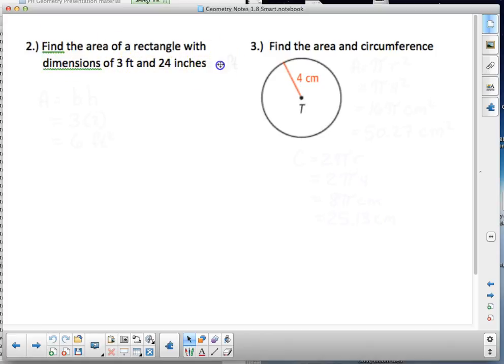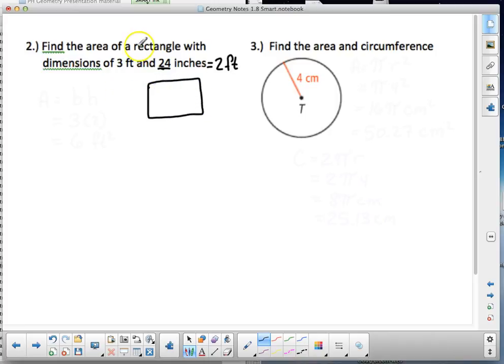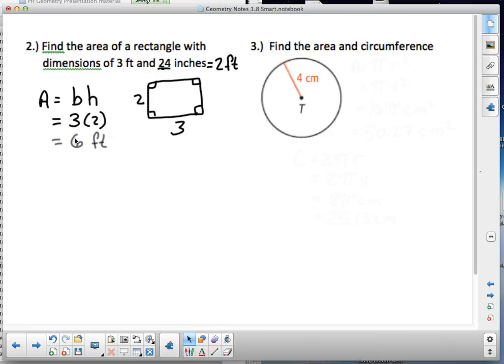24 inches. Well, 24 inches is the same as 2 feet. And remember, a rectangle, we are looking at a shape that kind of will look like this. So you've got dimensions of 2 feet and 3 feet. And for doing a rectangle, we're going to make the assumption these are right angles. Okay. So as we go through, we've got base times height, 3 times 2, 6 feet squared.